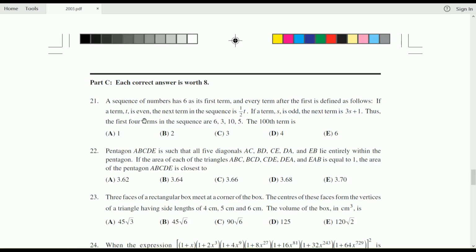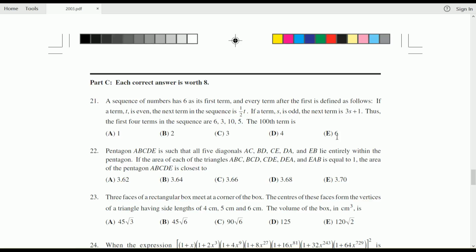Thus, the first 4 terms in the sequence are 6, and then we divide by 2 to get 3. Then that's odd, so we do 3 times 3 plus 1 to get 10. Divide by 2 to get 5, because 10 is even. And then we're asked, what's the 100th term? We have choices of 1, 2, 3, 4, or 6.